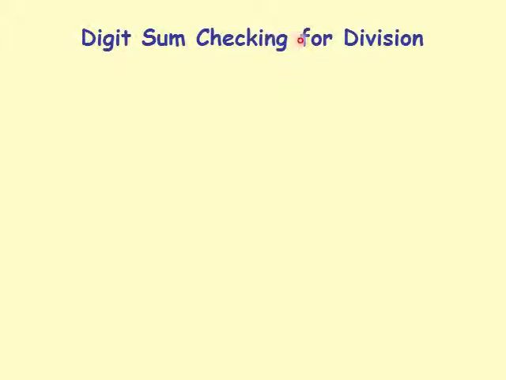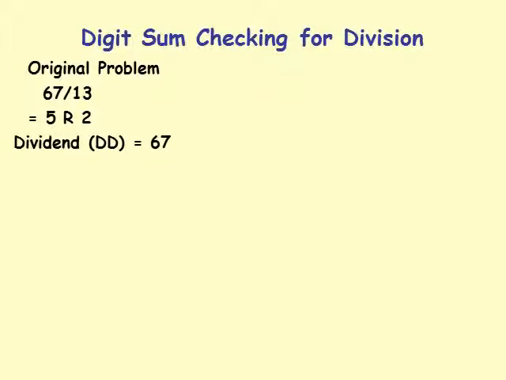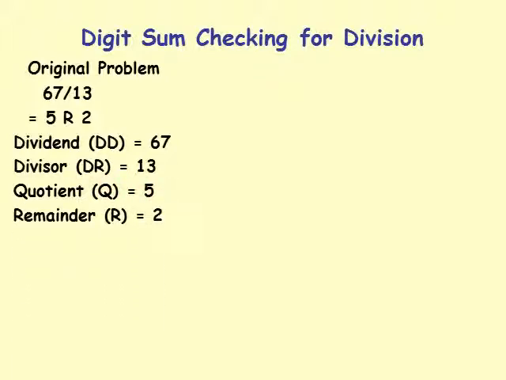Let's do an example for division. The problem I'm going to select is 67 divided by 13, and one of the options is 5, remainder 2. Digit sum checking for division is indirect and involved, but let's see if we can still do it. Let me identify the terms. The dividend is 67, which I call DD. The divisor is 13, which I call dr. The quotient is this term here, 5, and I call it q. The remainder is this term here, 2, which I call r.